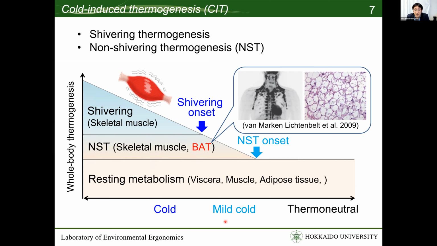Then in a mild cold environment, non-shivering thermogenesis is induced. And then in a colder environment, shivering is onset. So as Wouter has presented, the contribution of the skeletal muscle and adipose tissue to non-shivering thermogenesis is one of the interesting topics. And also the coordination between shivering and non-shivering thermogenesis could be another interesting point. I will explain later.